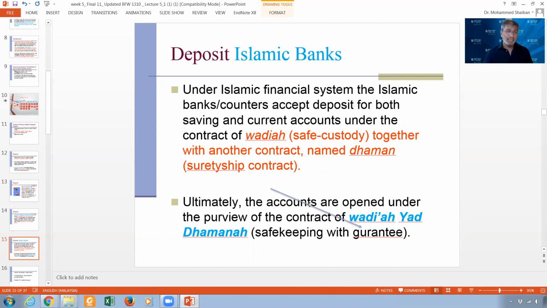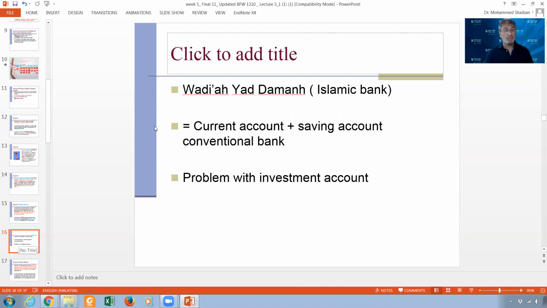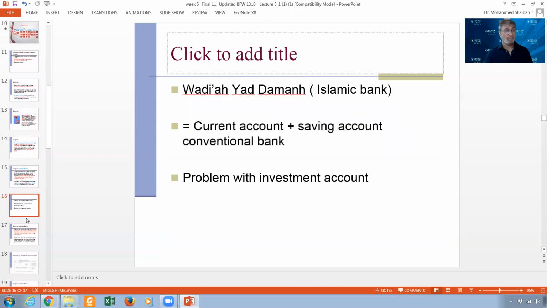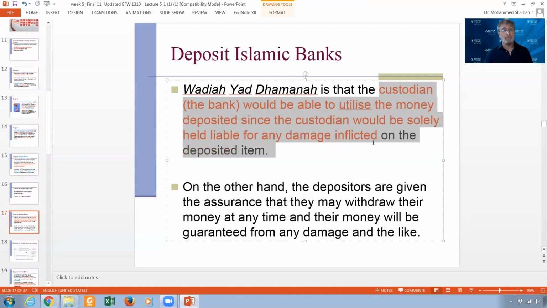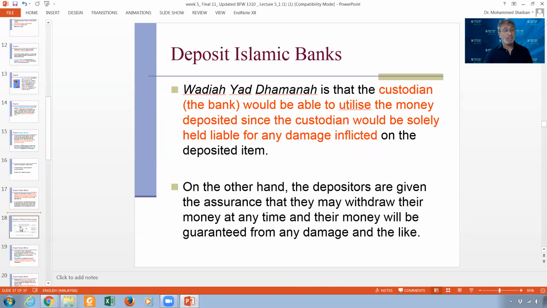What about the return? The return is the riba issue, which is the interest. I'm not going to give you interest, but I'm going to give you some type of gift. So before we continue to the gift, we have wadi'a yad damana, which equals current account plus savings account in conventional banks. This is the other definition of wadi'a, where the depositors have the assurance that they can withdraw their money. And at the same time, if the bank uses it, they give them a guarantee.